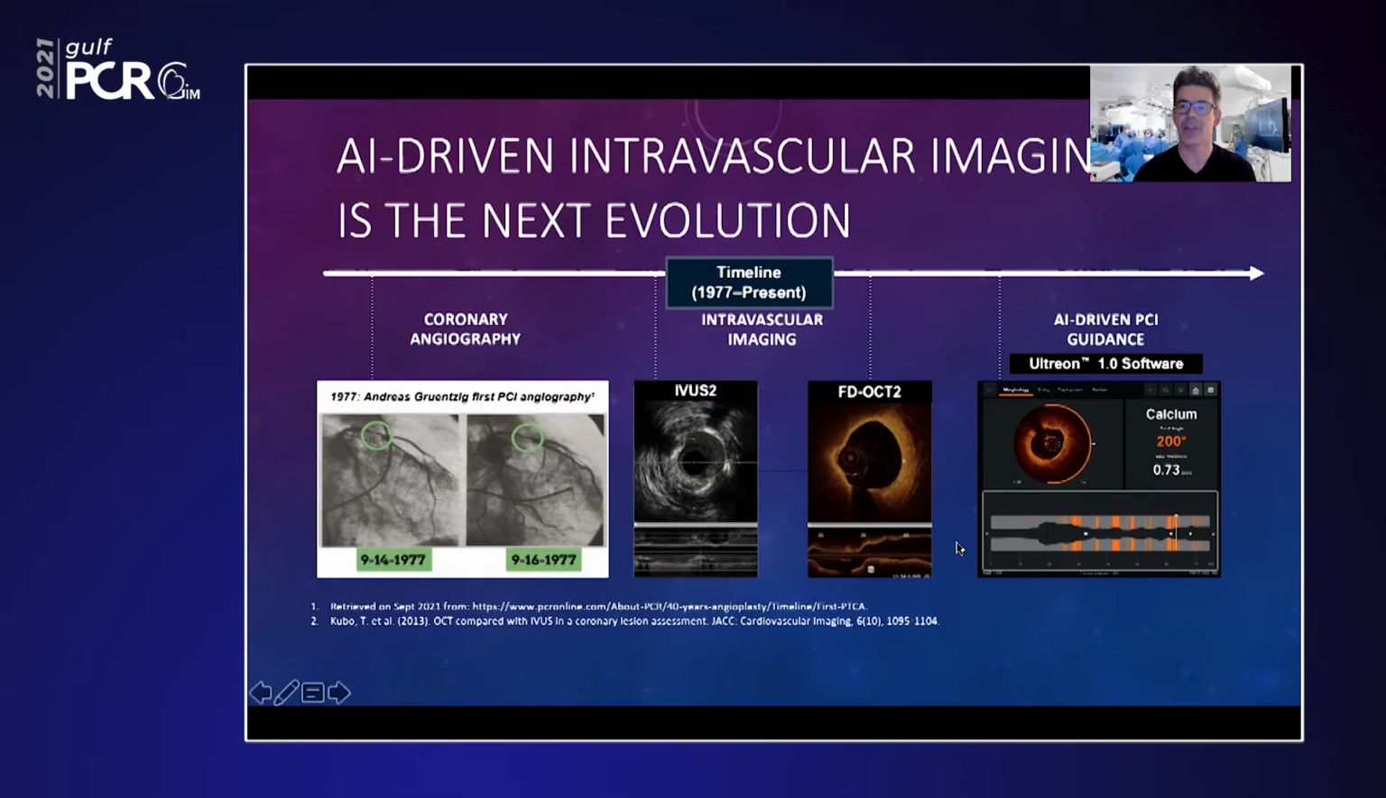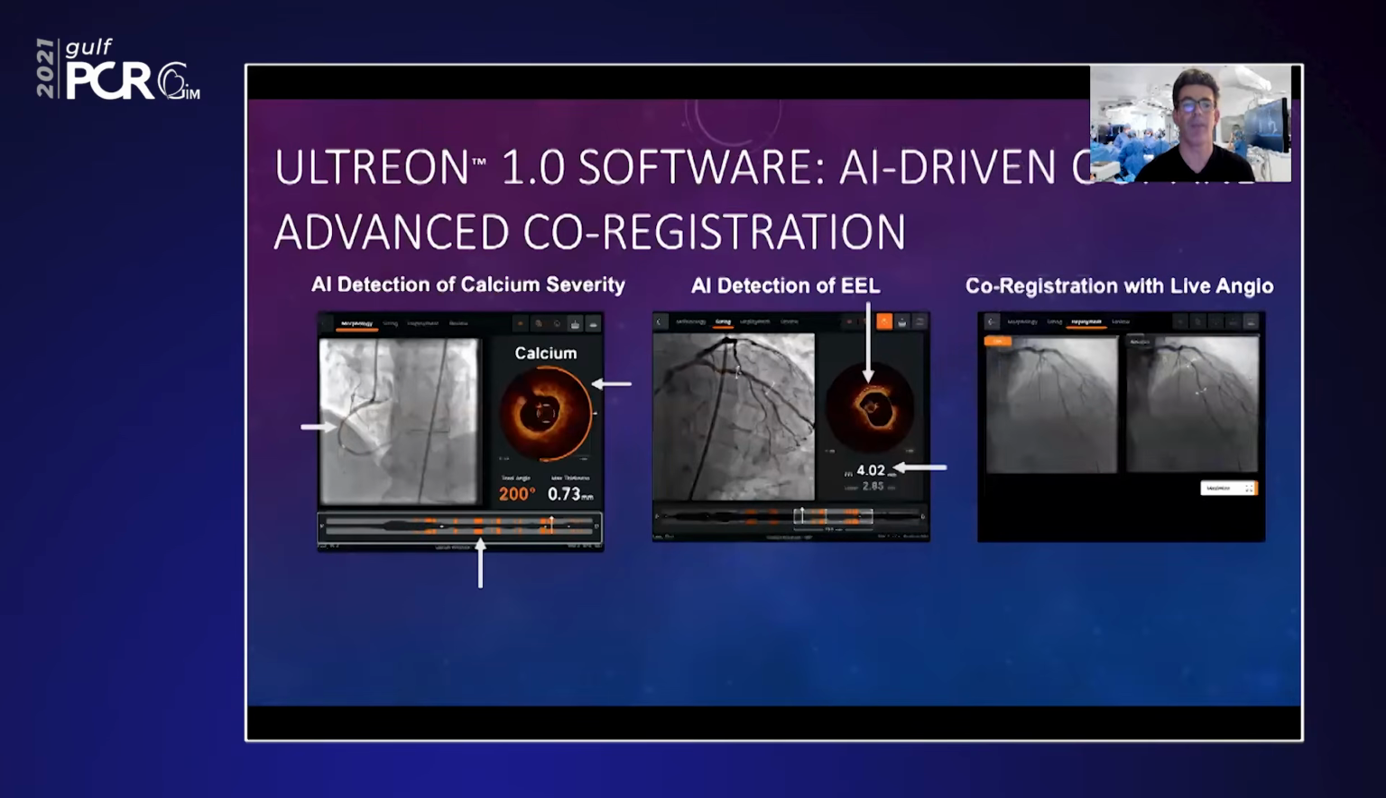And the integration of artificial intelligence into the OCT workflow in a standardized way is something that has happened really in the last year. We've seen the advent of the Ultreon One software from Abbott Vascular. And really, this is heralding a new era in intravascular imaging and guiding PCI. The way that the first iteration of this software has been developed is to use the basis of angio-OCT co-registration and introduce some key parameters which are going to guide how we do our cases.